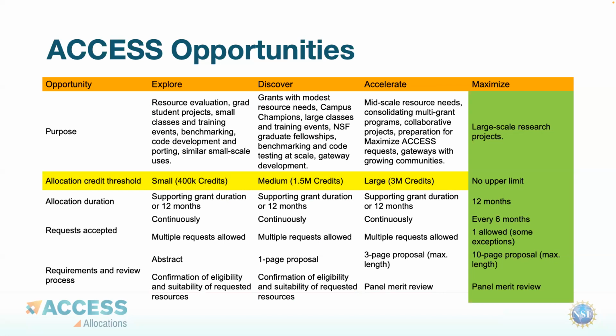As they get larger, you're going to require more information, as Explore is just an extended abstract. Discover would be an abstract with a one-page proposal. Accelerate would be an abstract along with a three-page proposal.